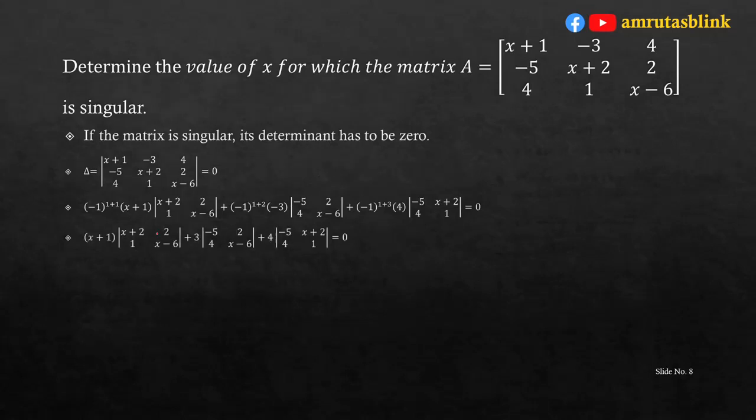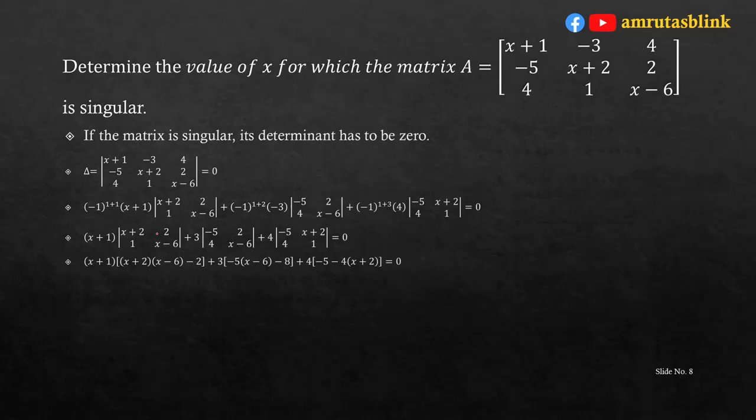Now minus 1 raised to 1 plus 1 is equal to plus 1, hence we will write x plus 1 into determinant x plus 2, 2, 1, x minus 6. Now minus 1 raised to 1 plus 2 is equal to minus 1. Minus 1 into minus 3 will become plus 3. So plus 3 into determinant minus 5, 2, 4 and x minus 6, and minus 1 raised to 1 plus 3 into 4 is plus 4, hence 4 into determinant minus 5, x plus 2, 4 and 1 is equal to 0. Now we will expand this determinant.